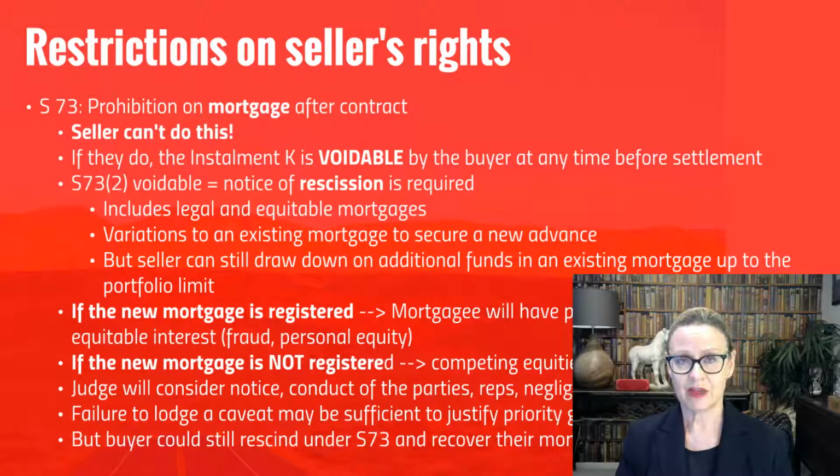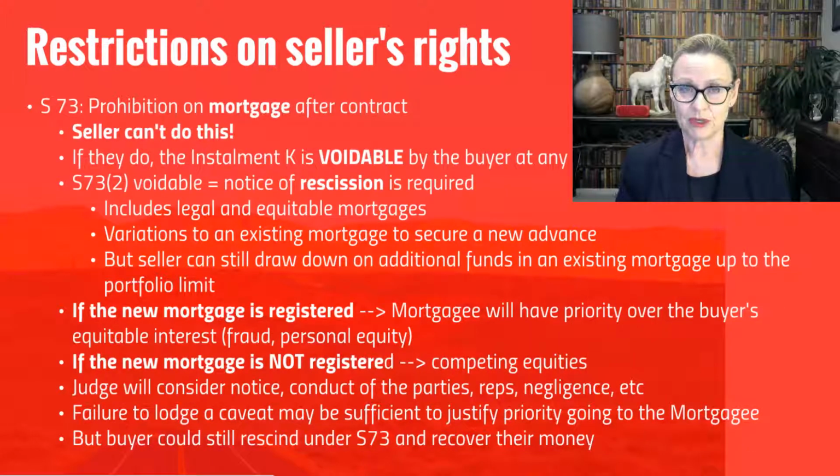Where a seller does have a portfolio arrangement that allows them to draw down progressively as they need the cash, they can still make further draws on that portfolio, but they can't go over the maximum of that portfolio as at the contract date with the buyer, because otherwise it will be construed as one of these prohibited mortgages.